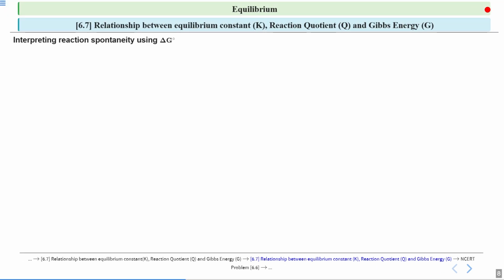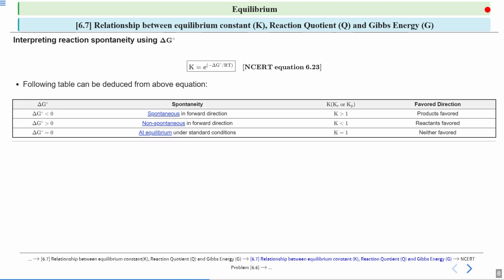Now let us look at the different aspects of this equation. We know that our equation is K is equal to e to the power minus delta G naught by RT. Now what will happen to the value of K if we change the value of delta G naught for different reactions? So let us deduce a table in the same form. So this is the table that you will get. There are three cases here. First case, your delta G naught is less than 0. Second case, your delta G naught is greater than 0. And the third case, your delta G naught is equal to 0. Basically, we are putting it as negative, positive and 0.